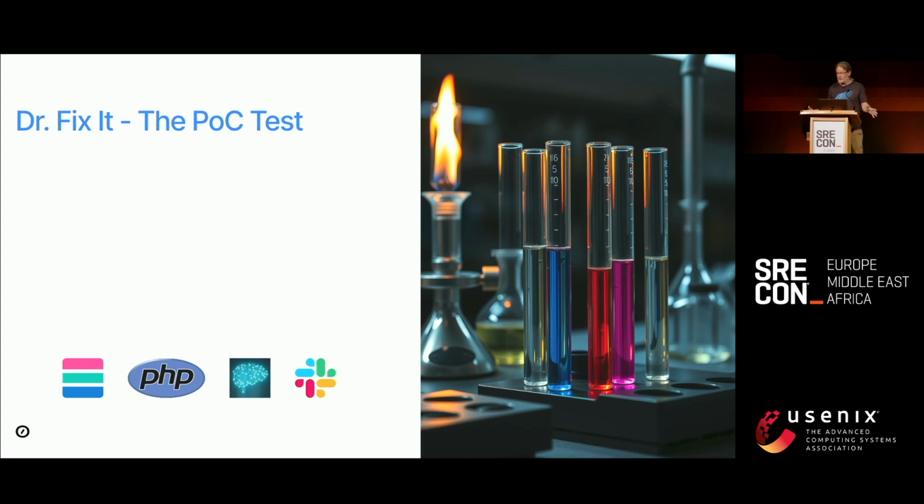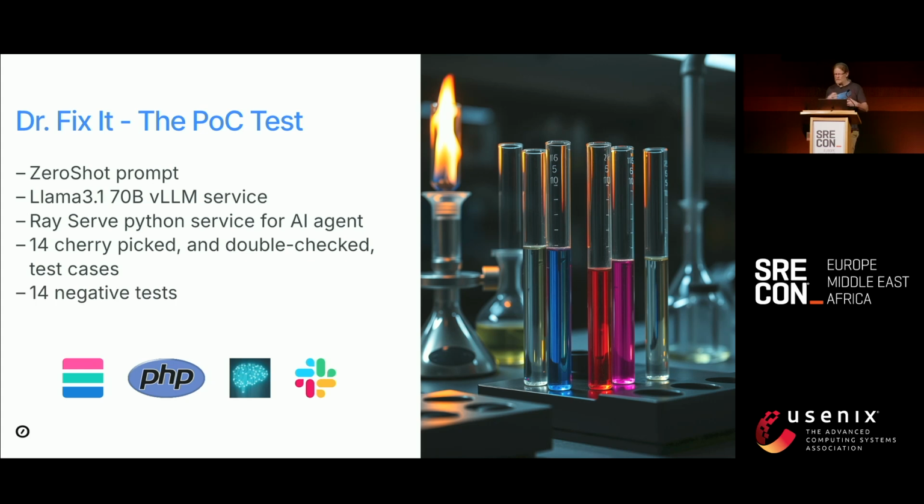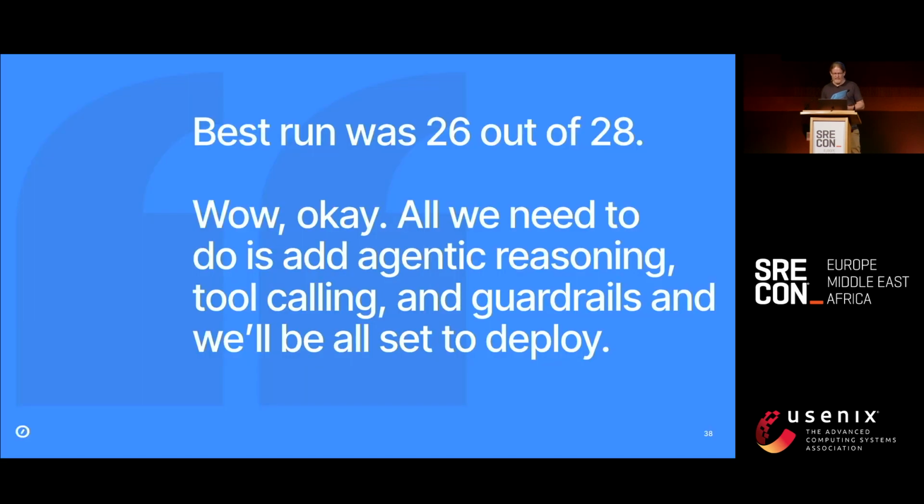Okay, now we're really wind in the sails. We think we're definitely heading for a popular release here when we get back. So we start iterating a bit more, doing zero-shot prompt, bigger LLMs. We actually deploy a service with an AI agent. We cherry pick 14, which is quite representative of the type of errors we get in production. And we do negative cases by just mismatching stack traces and commits to see if the LLMs can see the negative tests. And our best run was 26 out of 28.